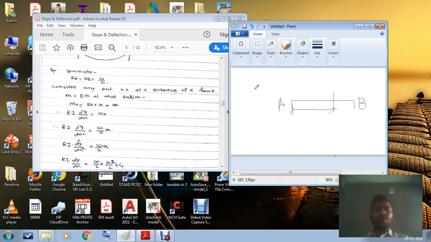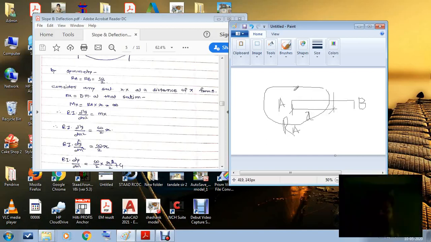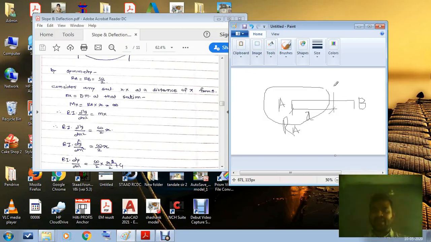At distance X, I can write an equation as Mx equal to bending moment at that section. So for bending moment I can write Mx is equal to RA into x. Obviously I am considering the left side of this section, so here it will be RA and this is x. So RA into x will be the bending moment at this section XX.